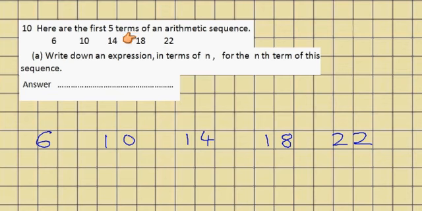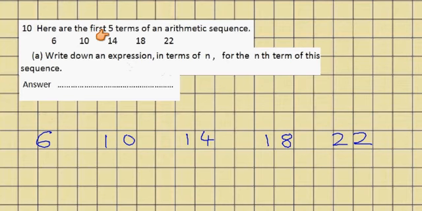Here are the first 5 terms of an arithmetic sequence: 6, 10, 14, 18, 22. Write down an expression in terms of n for the nth term of this sequence. If you don't know what that means, well, first of all, it says write down an expression, so we won't need an equal sign. Second of all, it says in terms of n, so our answer will have to have n in it somewhere, and this is for the nth term of this sequence.